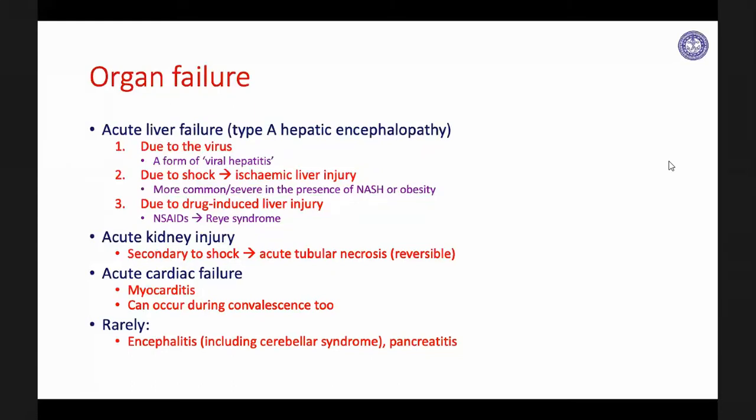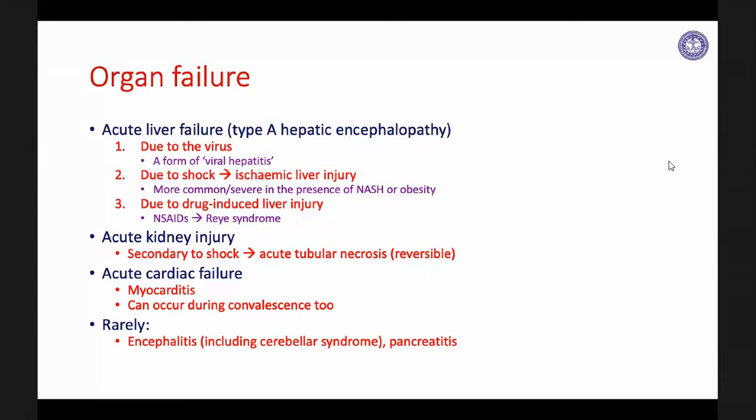The second organ failure is acute kidney injury, which usually happens secondary to shock, giving rise to acute tubular necrosis. In other words, dengue does not produce direct kidney injury, but rather if it produces shock, hypovolemic shock, that can give rise to acute tubular necrosis.